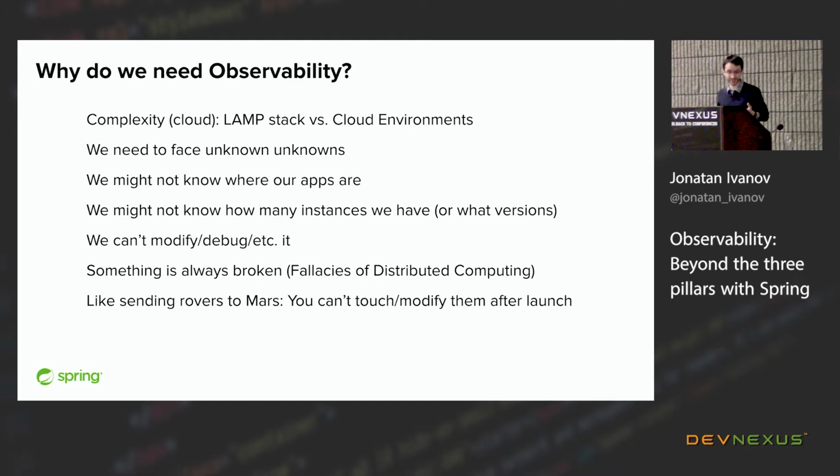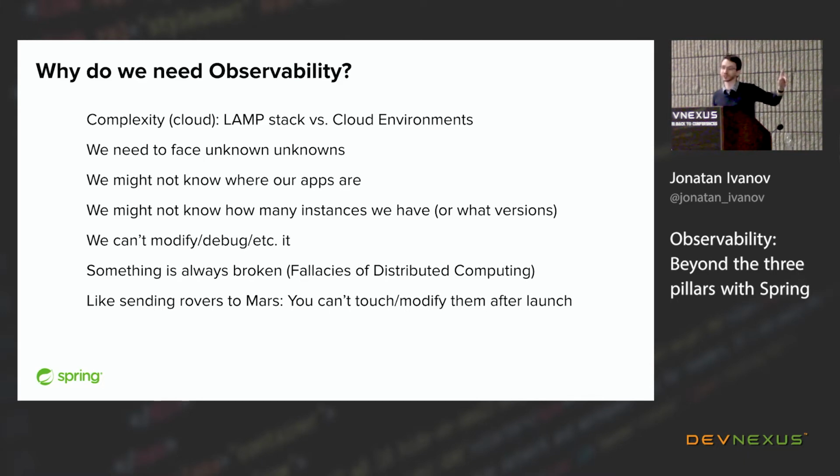So because we live in the cloud era, we need to face unknown unknowns. We might not know where our applications live or run. We might not know how many instances we have, or what versions, in which environments. And we cannot really attach a debugger to them. And we cannot usually debug them at runtime. Also there is a crazy thing here. On this scale, if you have a huge scale for your applications, something will always be broken. This is because of the law of big numbers.